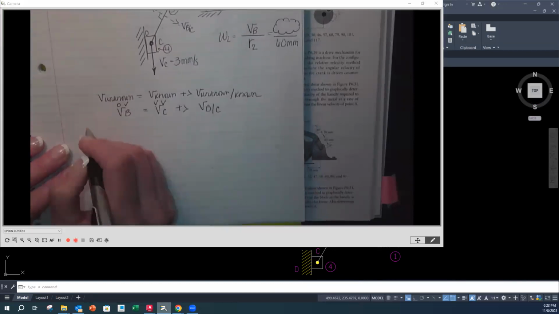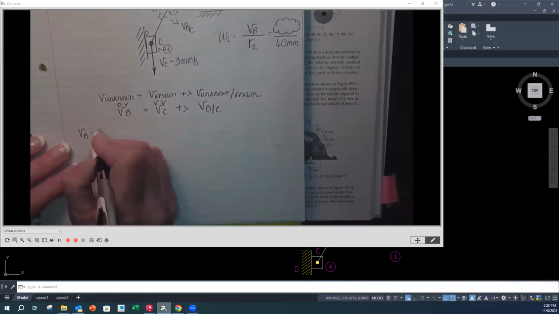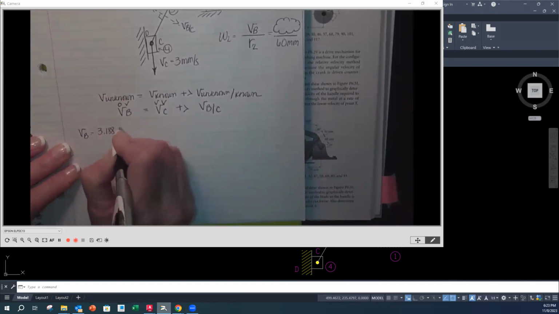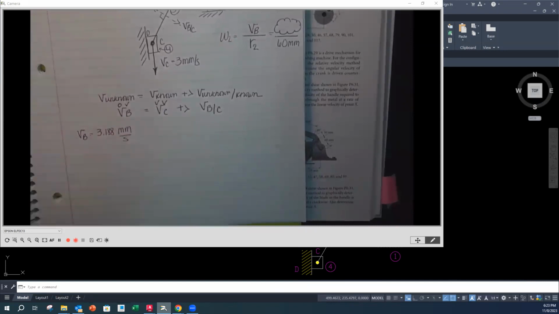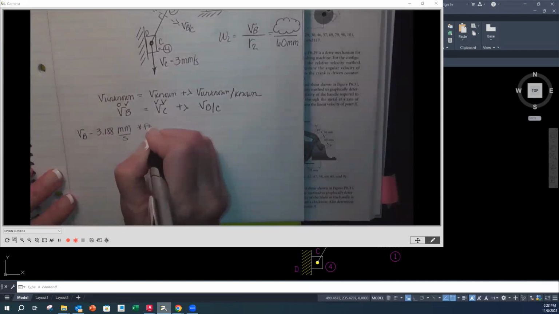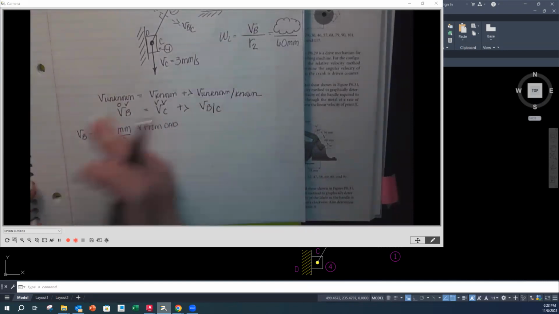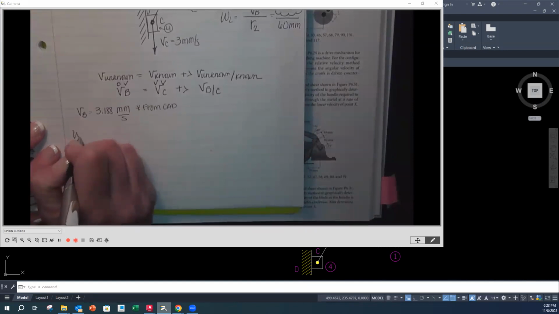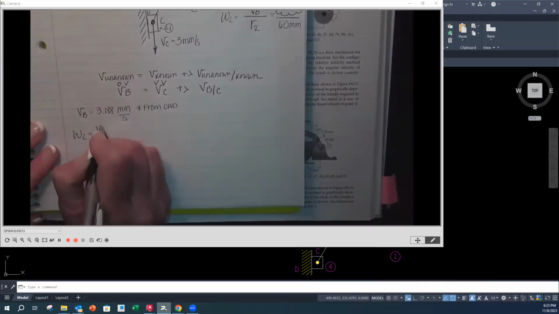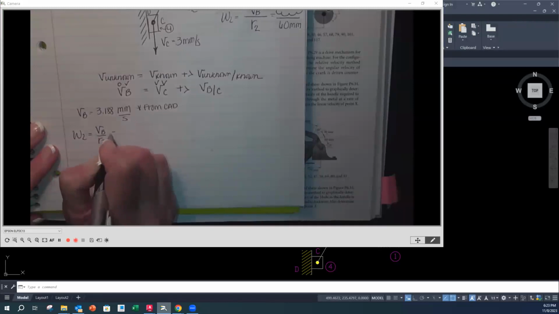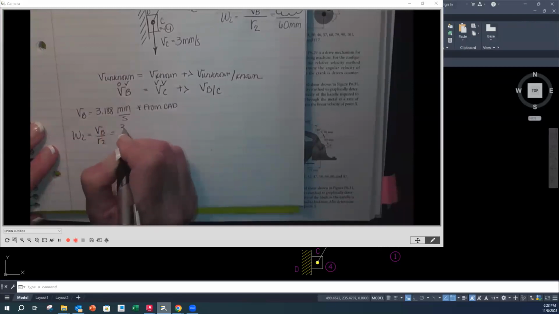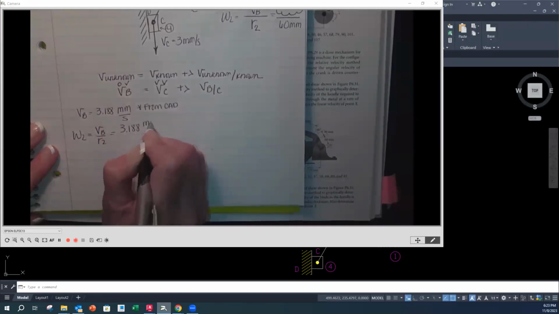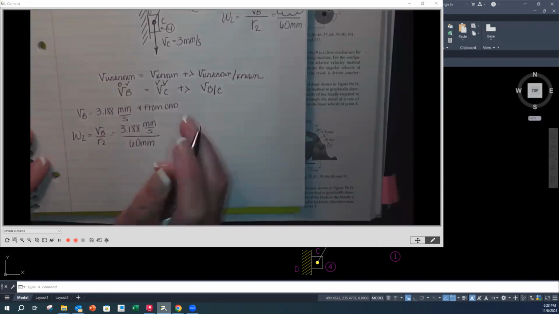So now I'm going to use that. VB is equal to 3.188 millimeters per second, and that's going to be from CAD or from the vector diagram. Okay, now I can use it. I'm actually going to redraw this down here. So I know that my equation W2 is going to be equal to my VB divided by my R2. So now I know my VB is 3.188 millimeters per second, and I'm going to divide that by 60 millimeters.